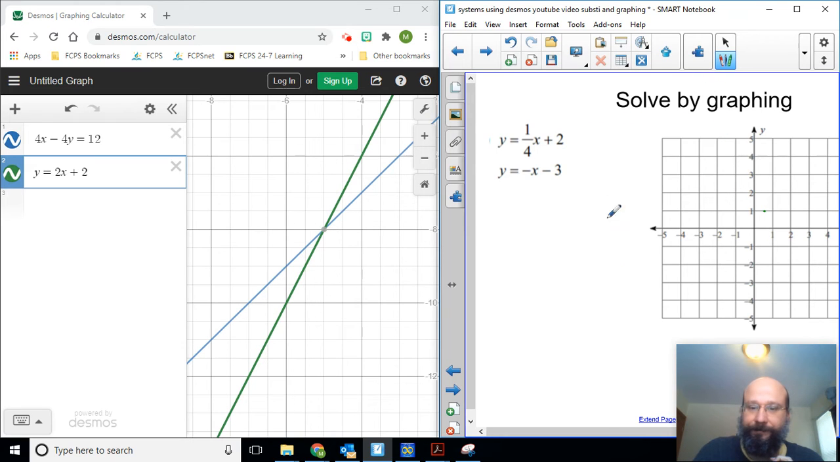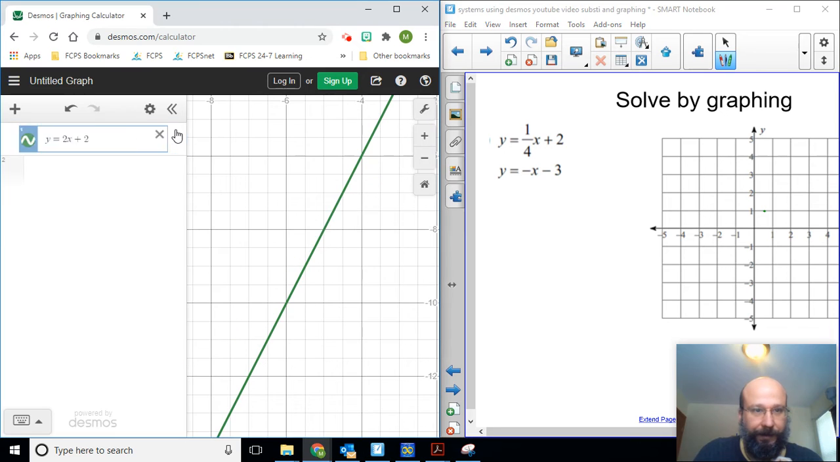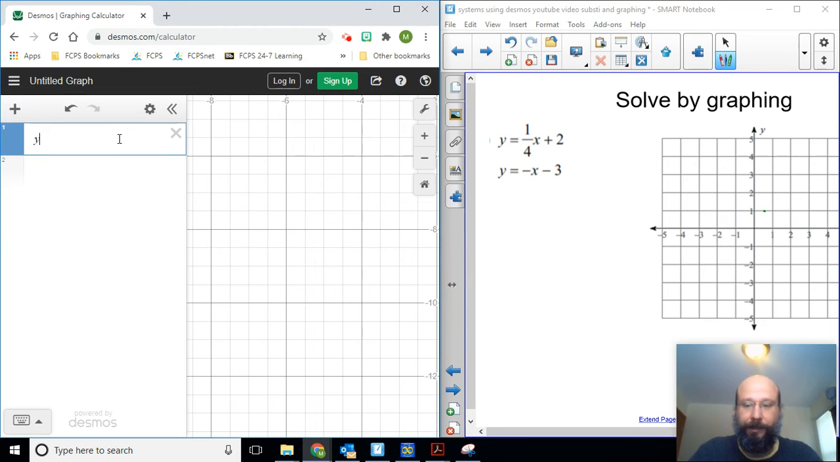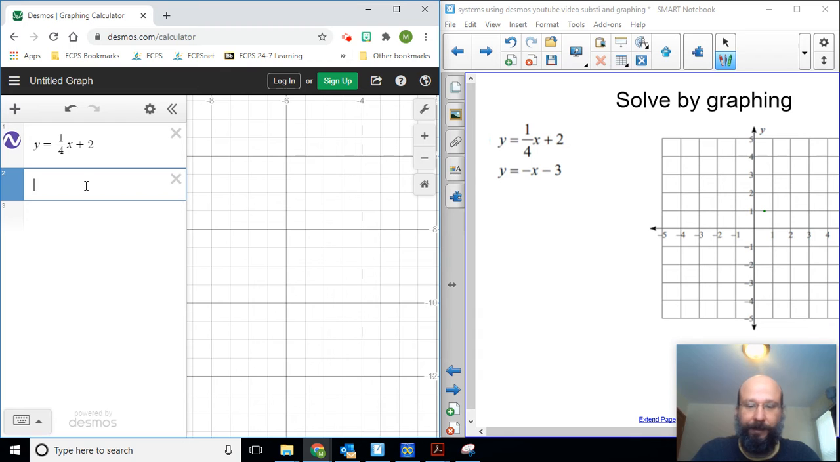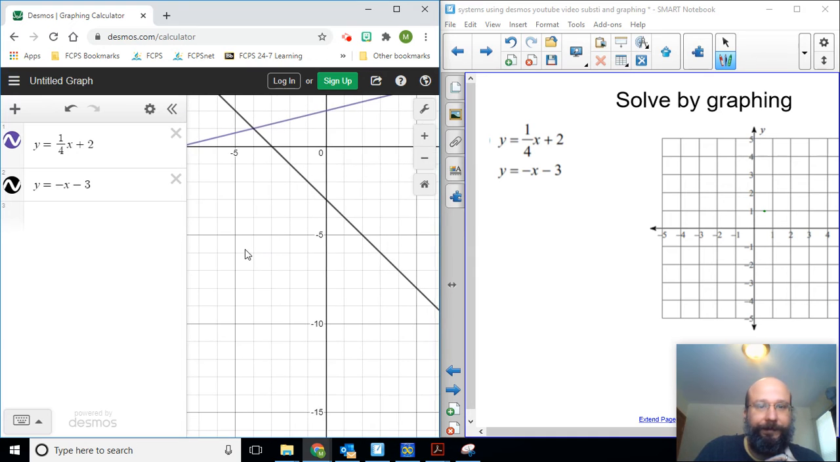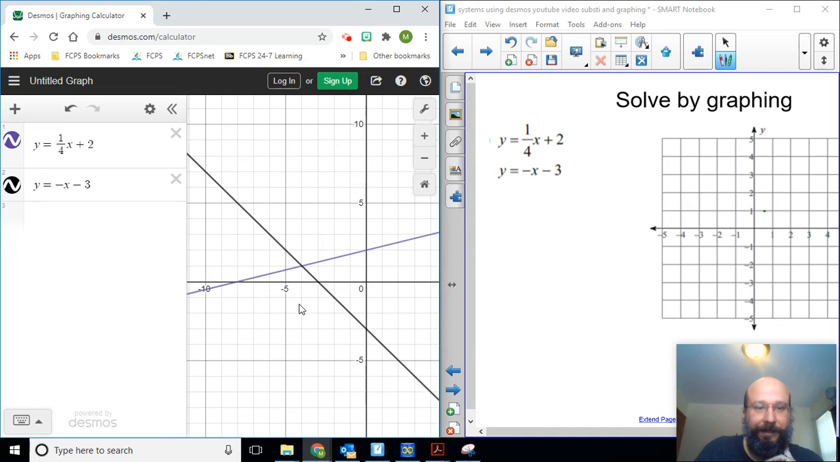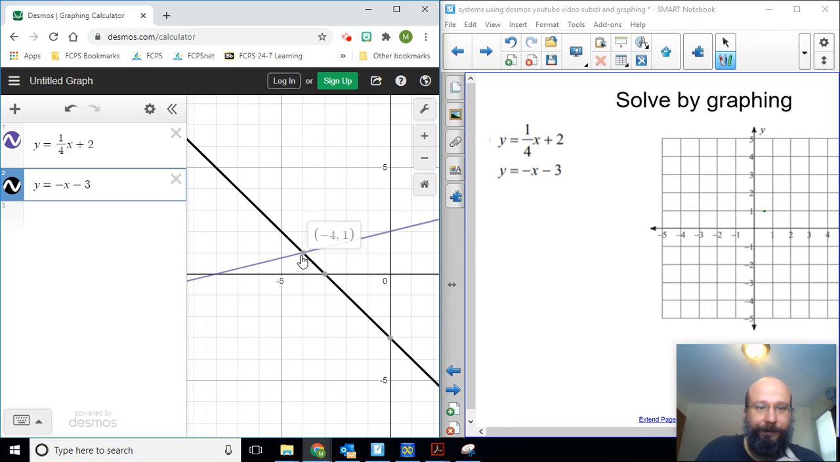So you're graphing here. I'm going to put these two equations into DESMOS. Y equals 1/4 x plus 2. And then here, y equals -x minus 3. And then I'm going to graph. I'm going to scroll back out to see my graph and see where they cross. So my answer is -4, 1.